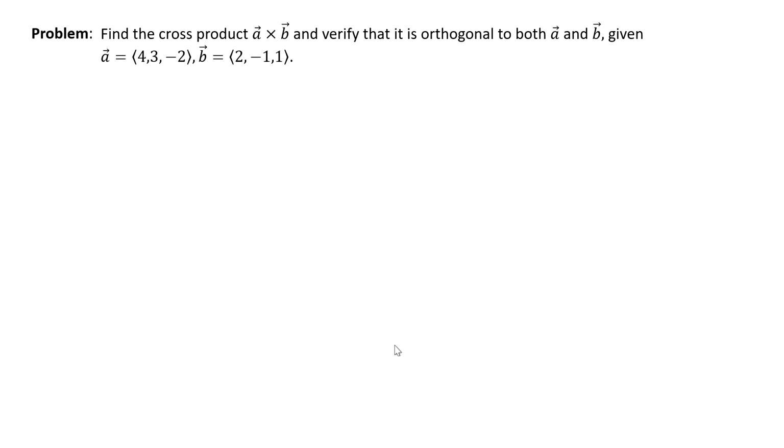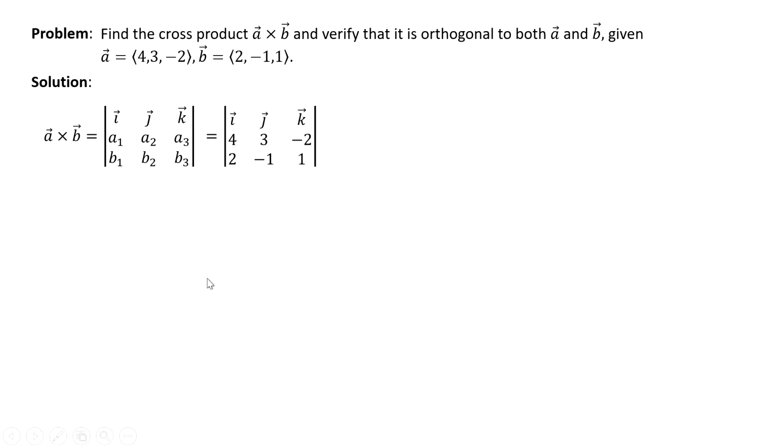I'm going to insult your intelligence. Look at this simple problem. Find the cross product and verify it's orthogonal to both A and B. They're not simply asking us to find A cross B, but also verify that it's orthogonal to both A and B. A cross B itself, you make this determinant: i, j, k, A1, A2, A3, B1, B2, B3. In this case, A1, A2, A3 are 4, 3, and negative 2, and B1, B2, B3 are 2, negative 1, 1. So plug.